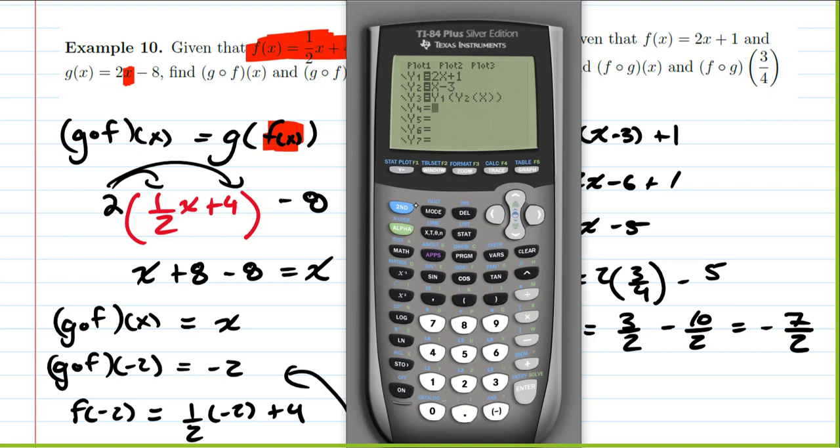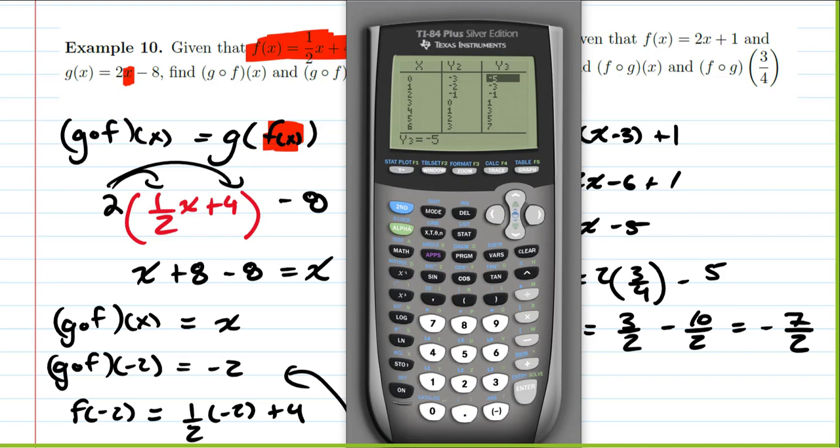It's going to think for a second, and if we go second table now, we'll notice we have our x-y tables, and if you scroll over to y3, we're going to see the output of the composition f circle g, because we put y2, which was g, into f. You can also do it in the other order to see those things.